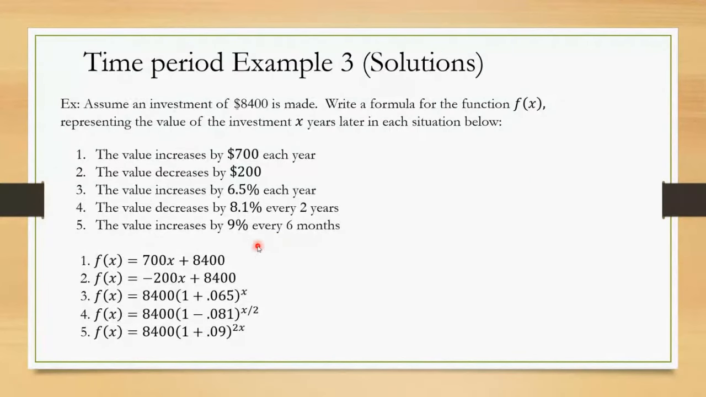For 5, we have 1 plus 0.09 because it's 9% and it's increasing. But it's every 6 months, so that's twice a year. So we have 2 times X. So that's what we get here. Okay, I hope that makes sense.